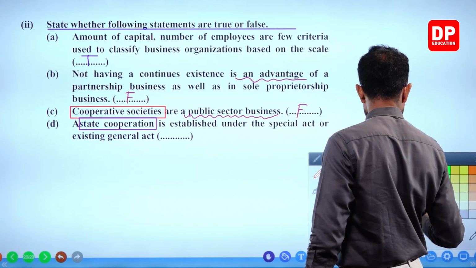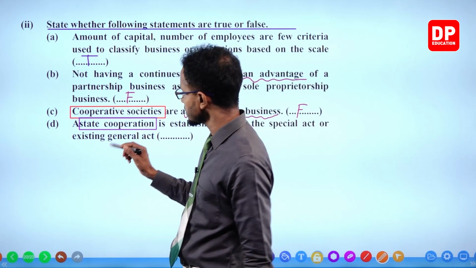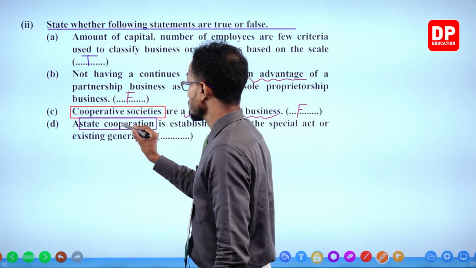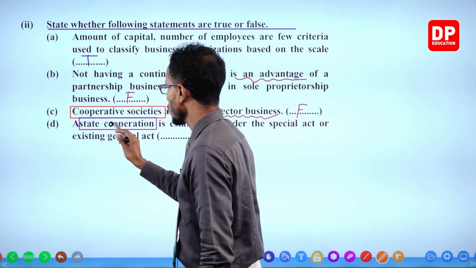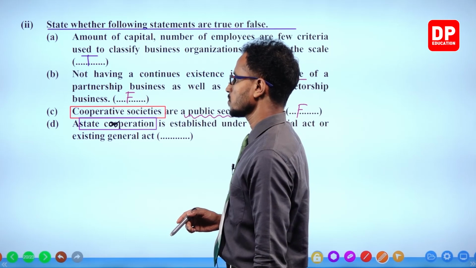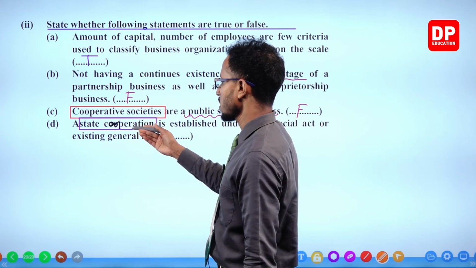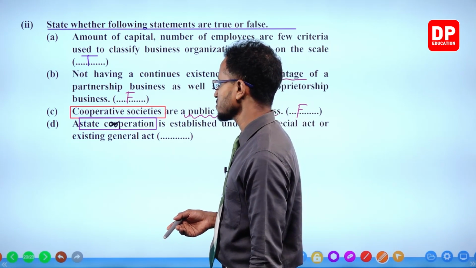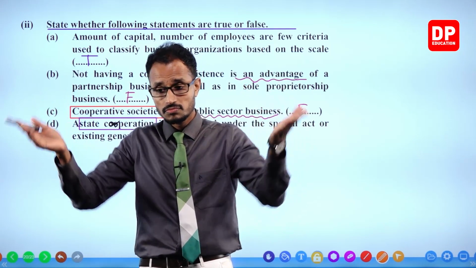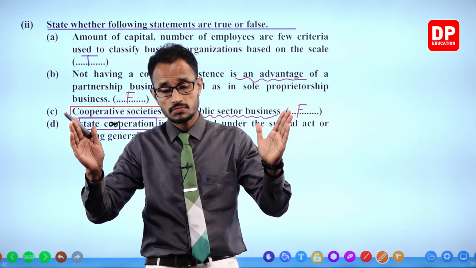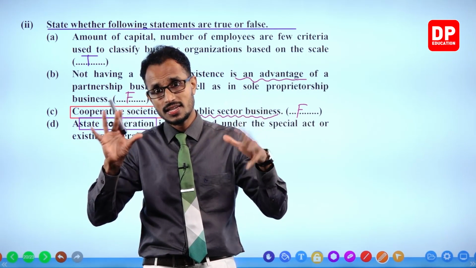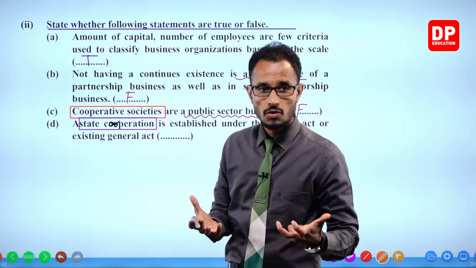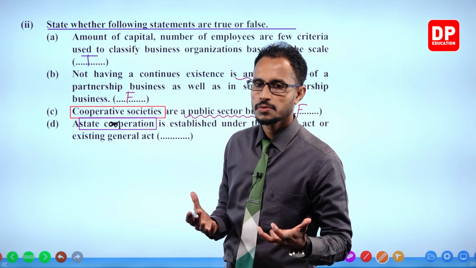There's a slight spelling mistake in this, right? When you say state corporations, you use COR, corporation. That's how you say it. State corporations are government organizations. They are set up by a special or a general act of parliament.